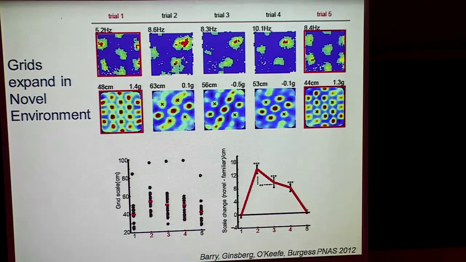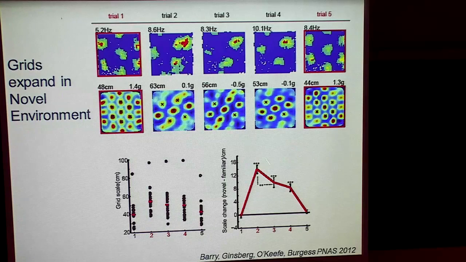So if you look here, here's a grid produced in this familiar box. Here's the same grid produced in another trial, several trials later in the same box. But in between, if you put the animal into this unfamiliar environment, what you see is that the scale expands in the new environment. The expansion is quite a large change, and then over successive trials, as this new box becomes familiar, the scale regresses back to the original canonical size. What's the percentage change? Hmm? It varies from one animal to the other.